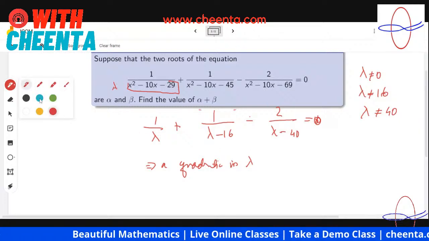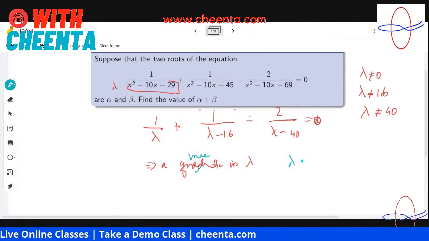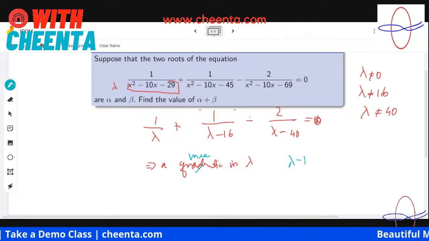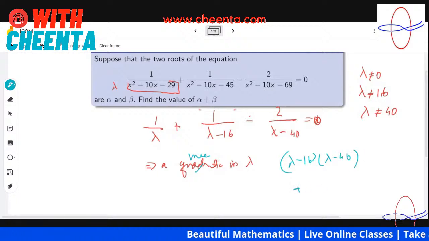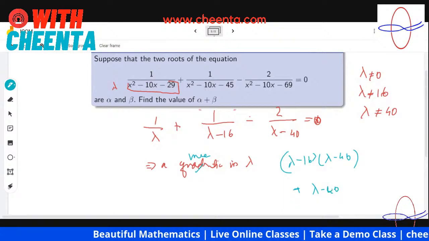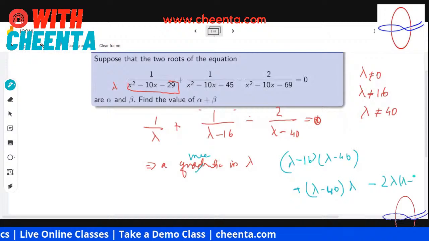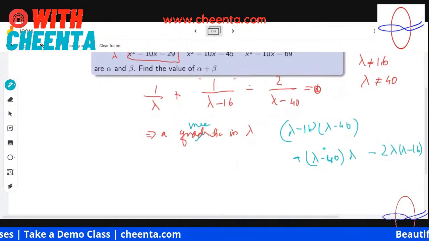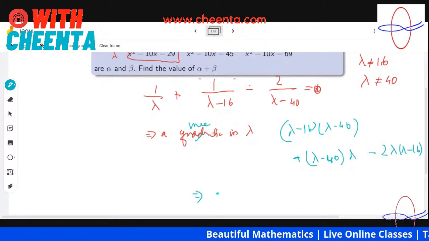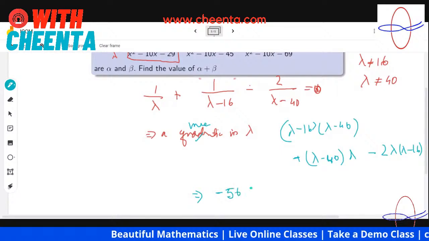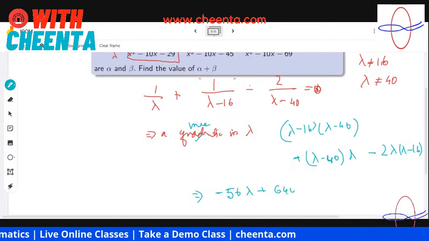So it's not a quadratic, okay? It's linear. It turns out to be linear. Let's calculate it. So it's lambda minus 16 times lambda minus 40 plus lambda minus 40 times lambda minus twice lambda into lambda minus 16. You can easily understand that lambda square and minus twice lambda square will get cancelled. So you get minus 56 lambda plus 40 into 16, that is 640.